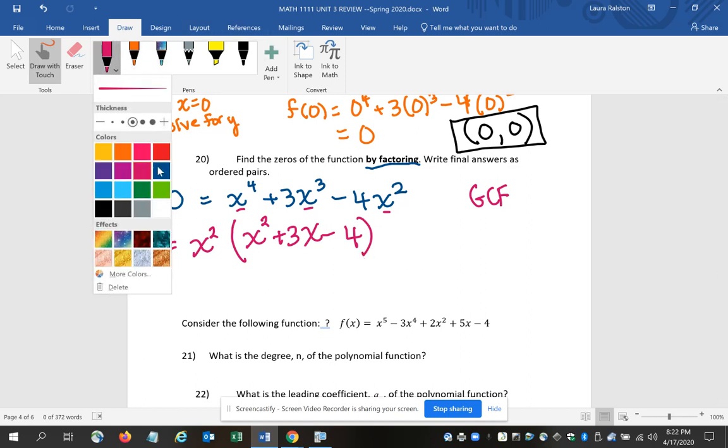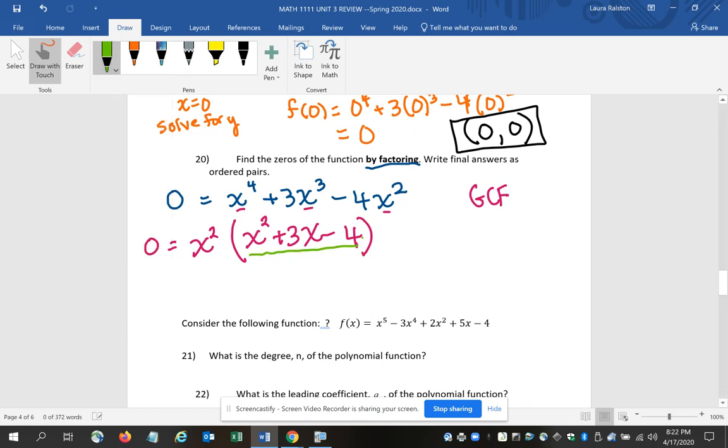Then I have to realize, oh, okay, I now have this quadratic, or a trinomial, in the parentheses, and it can be broken down further. So I have the x squared that I factored out in common, and then I'm going to break the other one down, and I'm going to do it by trial and error. So I have x times x to get x squared. I need a pair that will multiply to 4 and subtract to 3. So that's 1 and 4. And I need a positive 4 and a minus 1 because I want to end up with a positive 3.